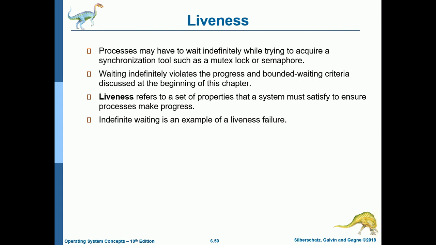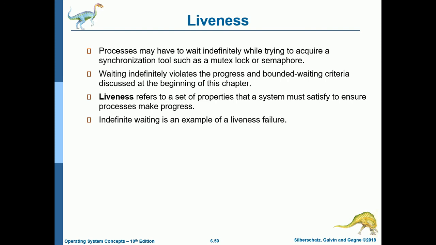So next we have liveness. Processes may have to wait indefinitely while trying to acquire a synchronization tool such as a mutex lock or semaphore. Waiting indefinitely violates the progress and bounded waiting criteria discussed at the beginning of this chapter, as you can remember: mutual exclusion, progress, and then bounded waiting.